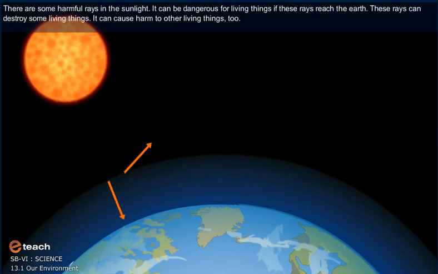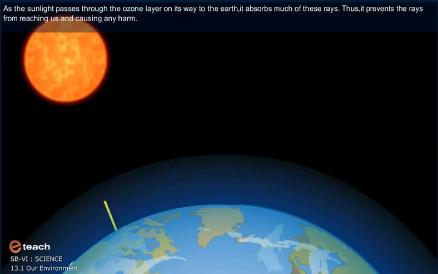There are some harmful rays in the sunlight. It can be dangerous for living things if these rays reach the Earth. These rays can destroy some living things. It can cause harm to other living things too. As the sunlight passes through the ozone layer on its way to the Earth, it absorbs much of these rays. Thus, it prevents the rays from reaching us and causing any harm.